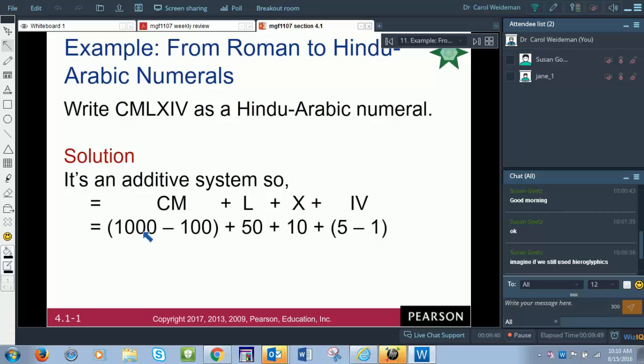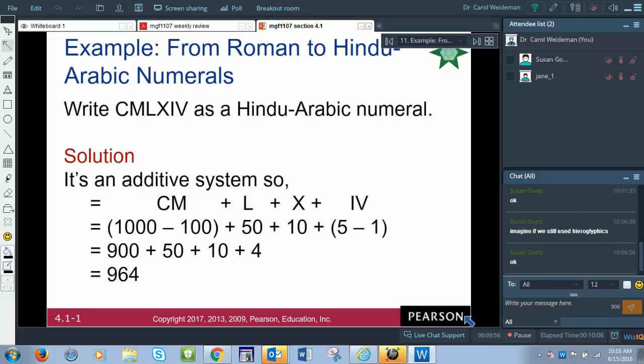And then I know that this is 1,000 minus 100, plus 50, plus 10, and then this is 5 minus 1, which is going to be 4. And then again, we just add these together. And so this number is 964. Okay, and then I think I've got one going the other way.